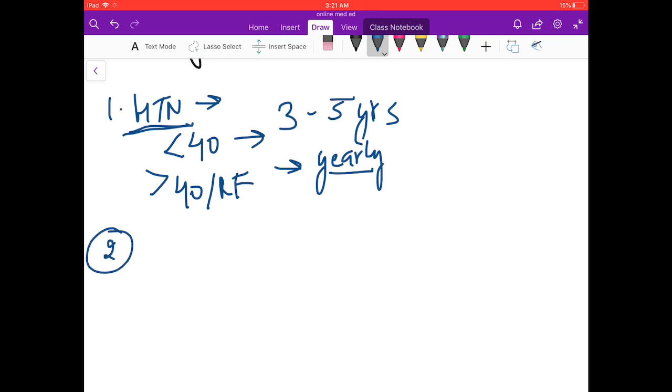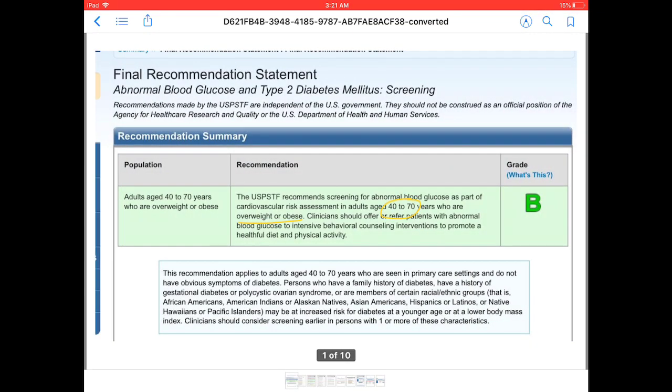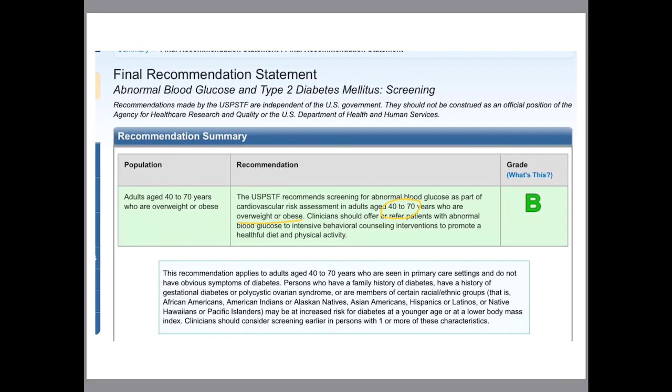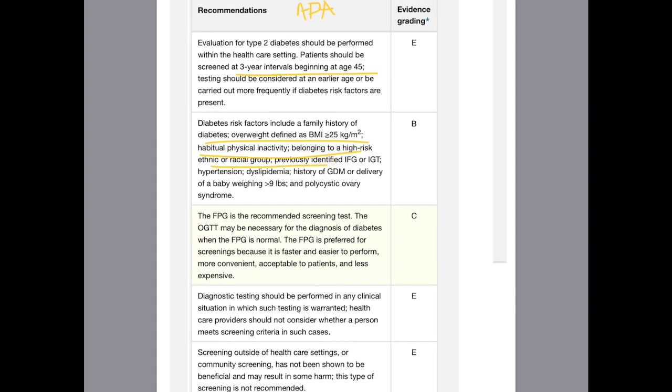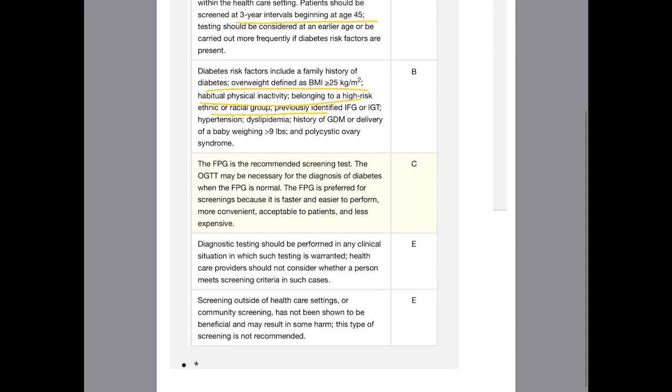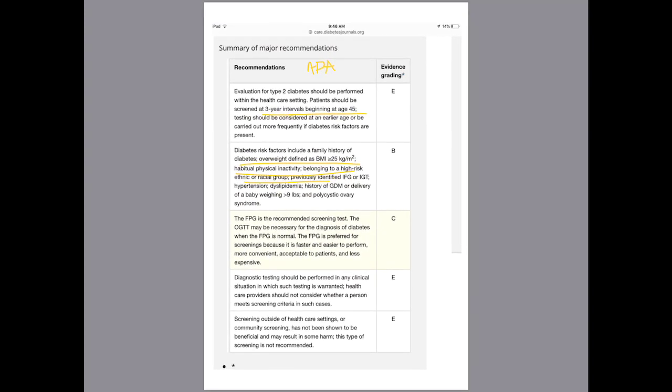Now, the other thing you can do is screen him for diabetes mellitus, and let's take a look at what the current guidelines say on this topic. This is the United States Preventive Services Task Force recommendation, which says that you should screen for diabetes in adults 40 to 70 years of age if they are overweight or obese. On similar lines, the ADA recommends screening every 3 years starting from age 45. You would start screening earlier if your patient had a BMI more than 25 or any other risk factors for cardiovascular disease, but not this patient.